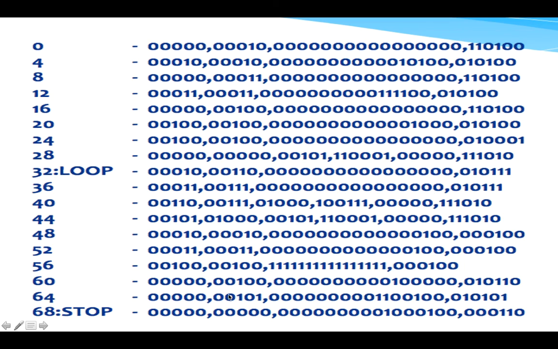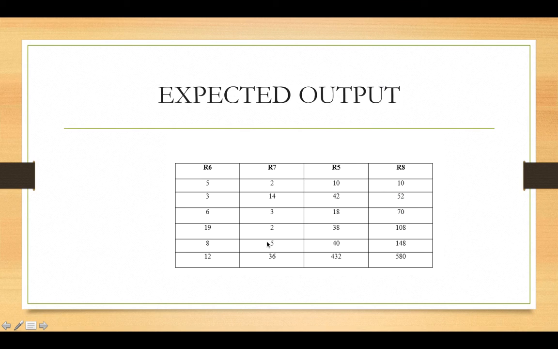It is the sum of A, that is the source register, and the destination register. At that particular location, the final value will be stored. So this is the output we need.